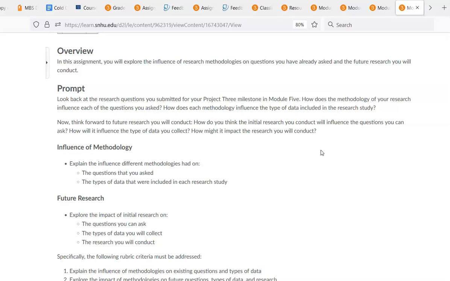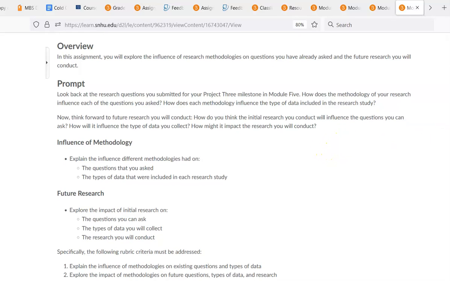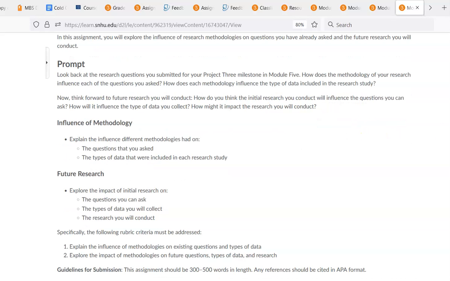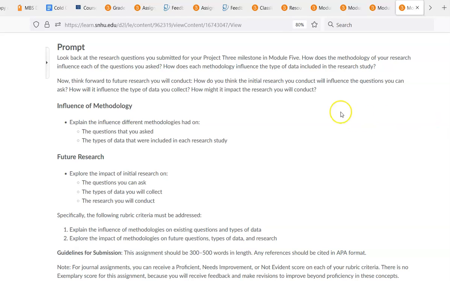You're looking at the how, what, where, when, and why, which is intrinsic to all of the disciplines in here, whether it's poli sci, anthro, or CJ. We're always asking those questions to become great problem solvers. And how does it influence the type of data? So what will you be looking for in order to flesh out the facts that support the research question and the subsequent research utilizing that method? Not easy to do per se. It takes time. That's why you need to plan. So think forward to your future research. How do you think your initial research that you conduct will influence the questions you can ask?